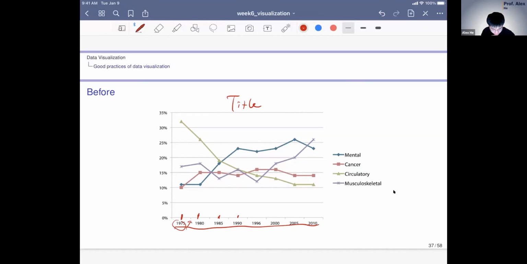And what's the message of this graph? I guess it's to show different trends of different diseases, right? So for some, like the purple line, musculoskeletal, it's on an upward trend, and then the green line, circulatory, it's on the downward trend. Mental is also on the upward trend. But if you want to do that comparison, it's a little bit hard to see here because you have these four lines that are on top of each other.